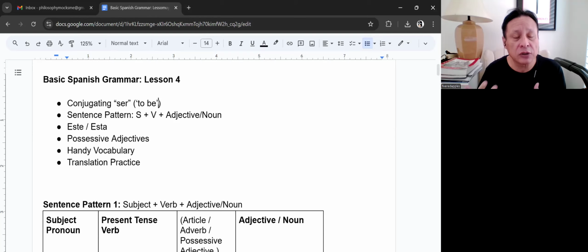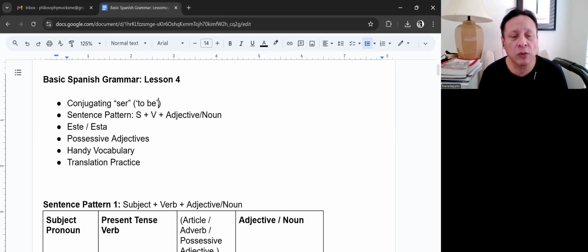So today we're not going to go into estar. We're just going to go into ser because I think it's one of the biggest problems for Spanish learners. It's a little bit of a hurdle, a little bit of a bump to get over. So we're going to just focus on ser, and we're going to focus on the main uses of ser. We're not going to focus on all the uses because again, this is basic Spanish grammar. I want to give you the grammar that allows you to say the most common things that you would probably want to say. Okay, so it's not supposed to be exhaustive.